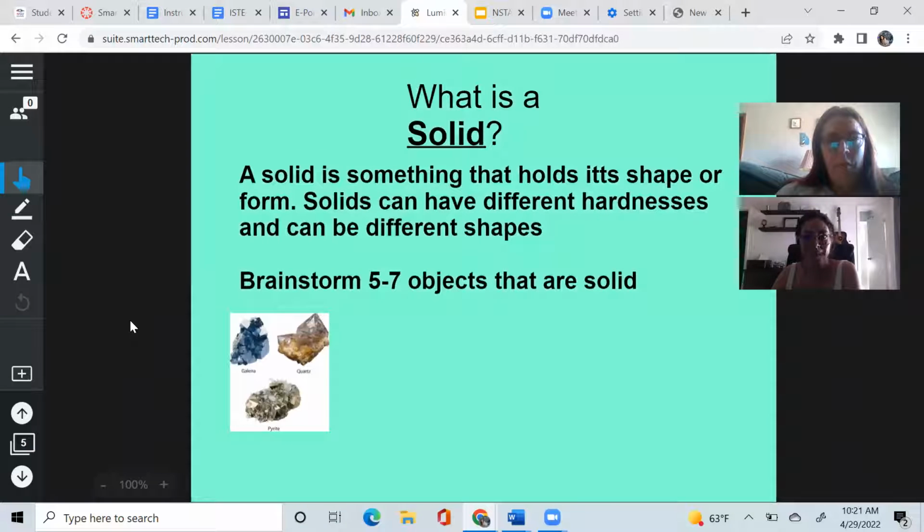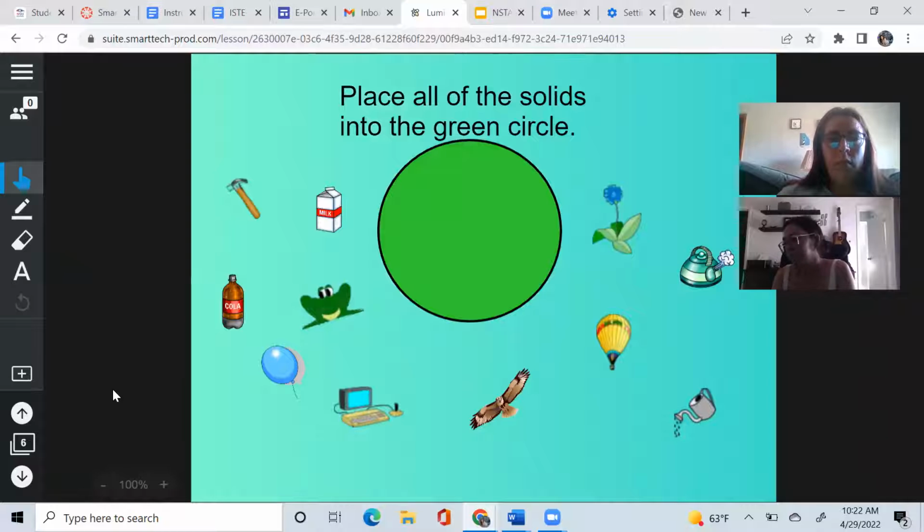And then we go into the first part, what is a solid. We give a quick description of what a solid is, and then we're going to have the students interact by brainstorming a couple of objects that are solid throughout the classroom, and then they would come up to the board and put them on there. Each student can come up and place the solid objects into the green circle.